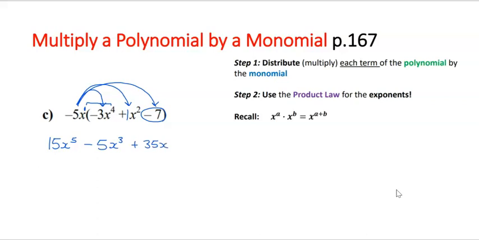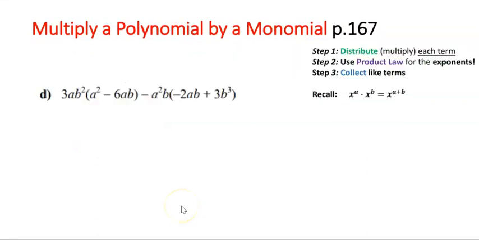15x to the power of 5 minus 5x cubed plus 35x is our simplified trinomial. This one looks a little bigger, maybe a little scarier. My advice is to give it a try. When you get ones that have a lot of missing coefficients, you can put those missing coefficients in. That can help you a lot when you're doing the distribution.